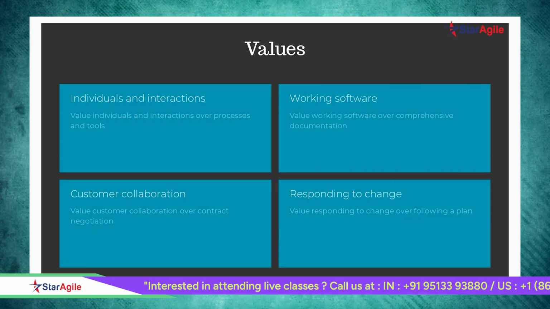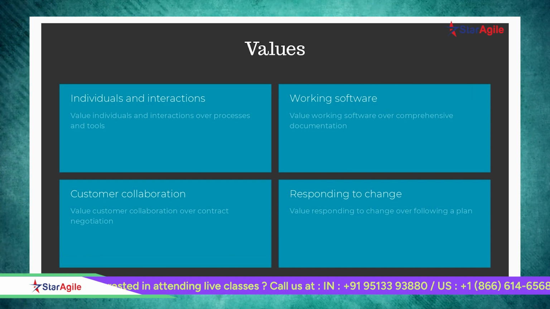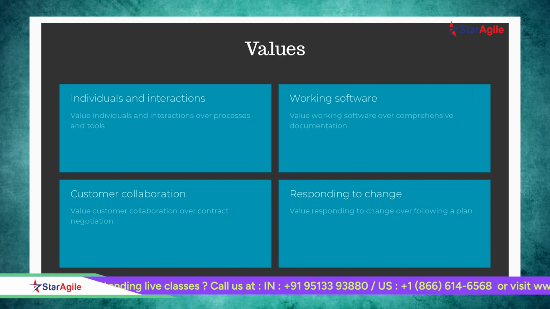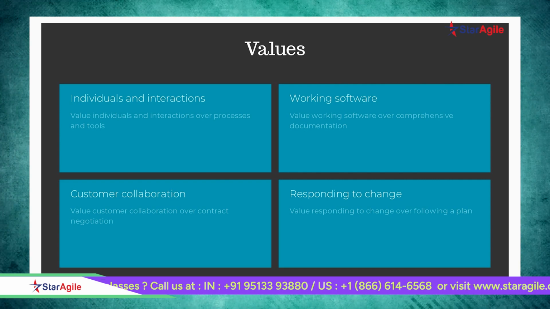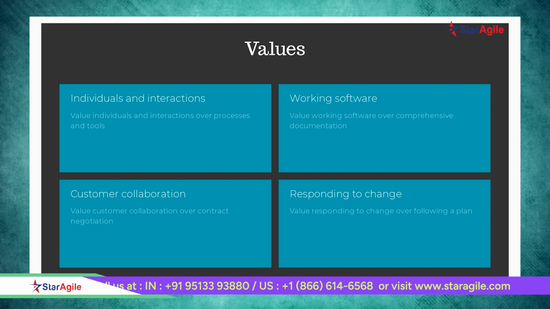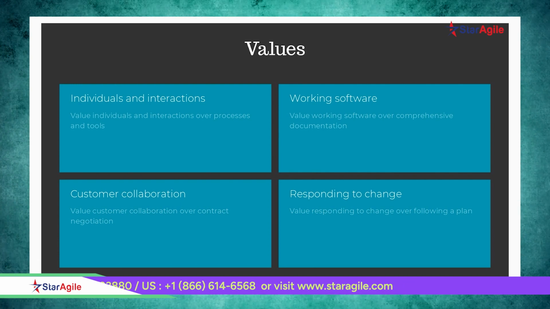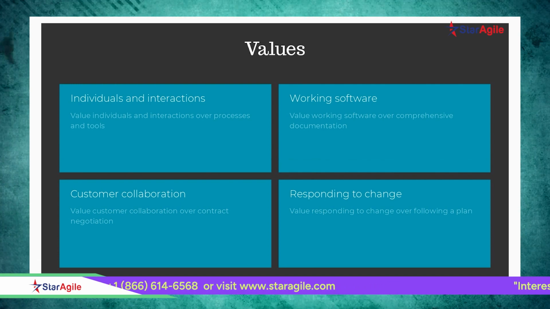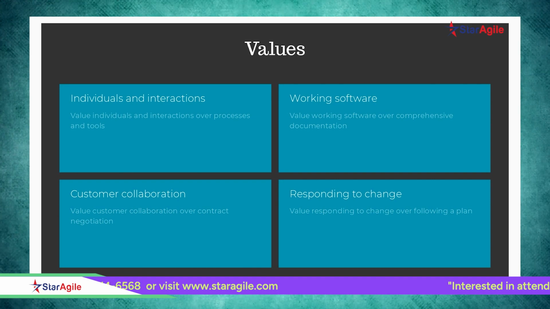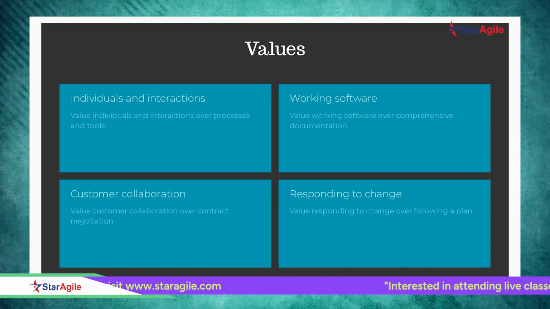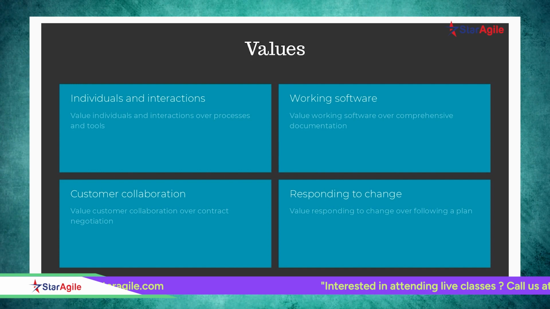Agile values. The core of the Agile Manifesto lies in its four groundbreaking values. The first one, individuals and interactions over processes and tools. This value highlights the importance of prioritizing people and their interactions over rigid processes and tools.